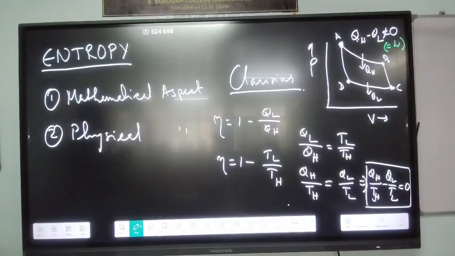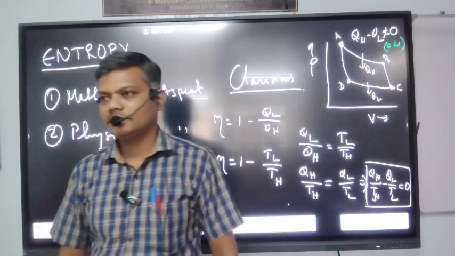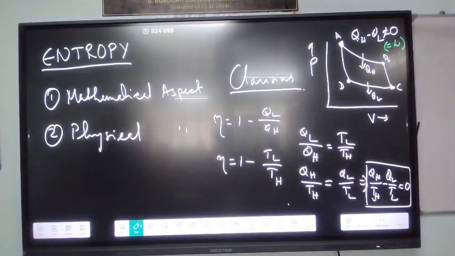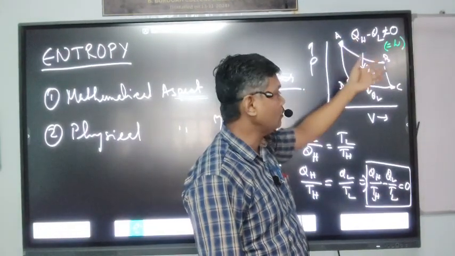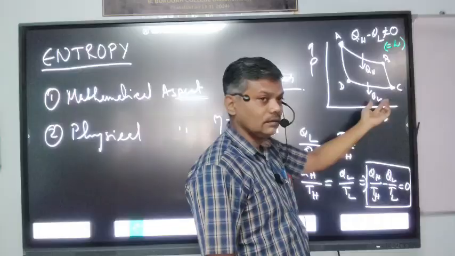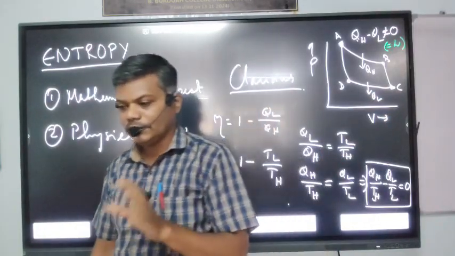Clear? So heat is not a state function, but if I divide it by temperature, then it becomes a state function. And that led Clausius to introduce a new parameter in thermodynamics. What parameter? It is heat divided by the temperature. If I am taking the source heat, I have to divide by the source temperature. If I am taking the sink heat, then I have to divide it by the sink temperature.